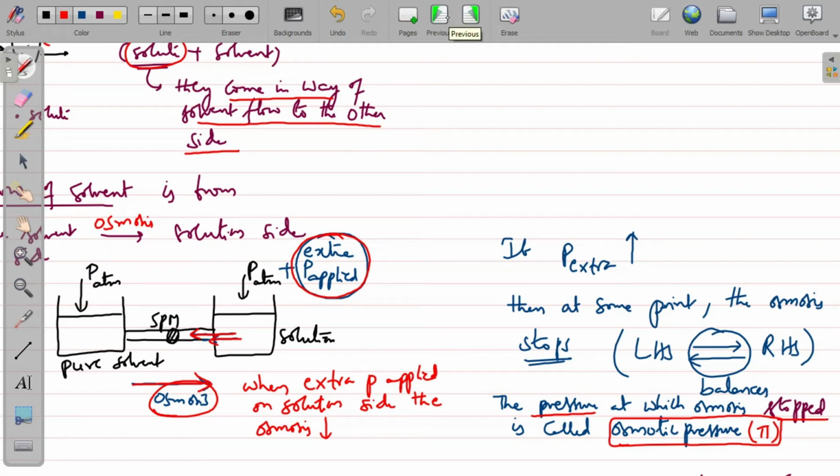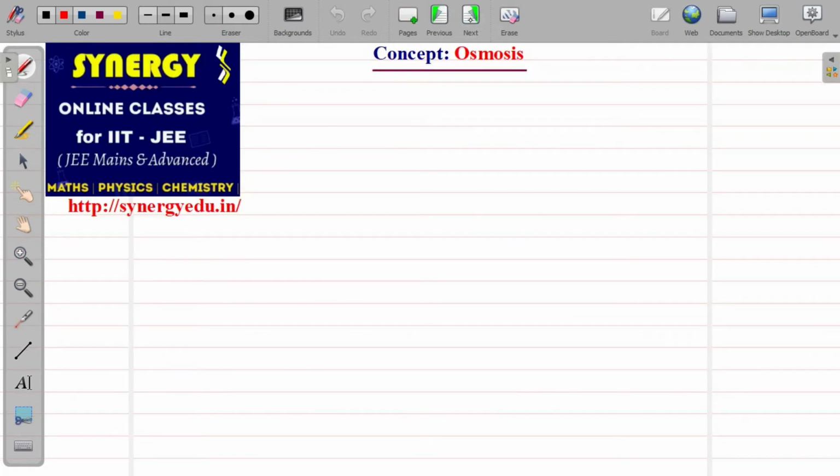Now, we have studied what is osmosis, which is the net flow from the pure solvent to the solution side. Next, we have seen what is osmotic pressure. It is the extra pressure applied on the solution side which can stop the osmosis process. Next, we will see what is reverse osmosis. It is also very simple.